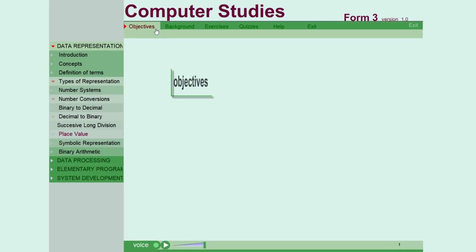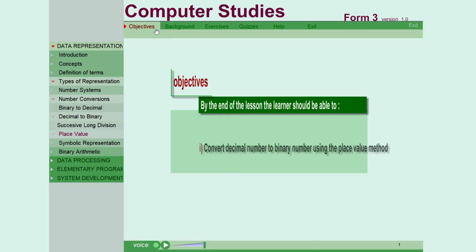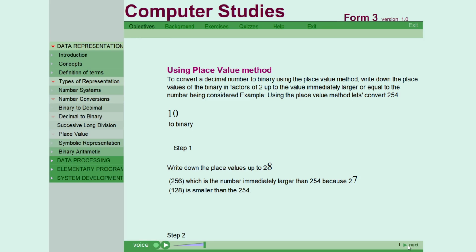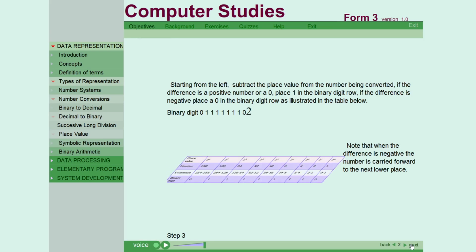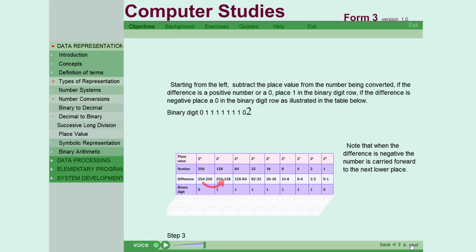Lesson objectives. By the end of the lesson, the learner should be able to convert decimal numbers to binary numbers using the place value method. Introduction. To convert a decimal number to binary, step 2. Starting from the left, subtract the place value from the number being converted. If the difference is a positive number or a 0, place 1 in the binary digit row. If the difference is negative, place a 0 in the binary digit row as illustrated in the table below. Note that when the difference is negative, the number is carried forward to the next lower place.